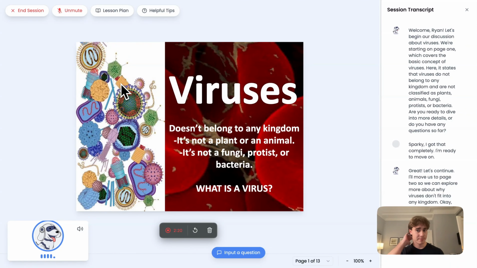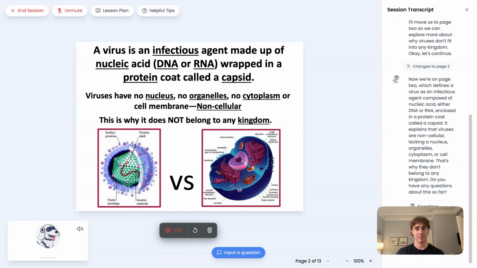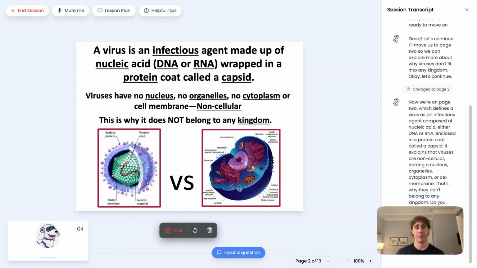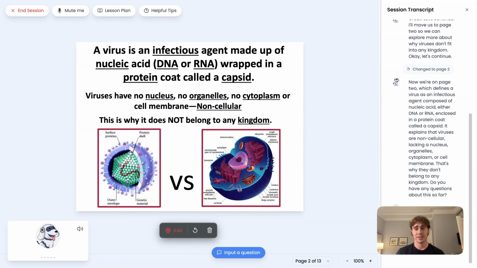Great. Let's continue. I'll move us to page 2. Now we're on page 2, which defines a virus as an infectious agent composed of nucleic acid, either DNA or RNA, enclosed in a protein coat called a capsid. Hey, Sparky, I'm sorry to interject here, but can you go deeper into a capsid? I'm not really getting what that is.